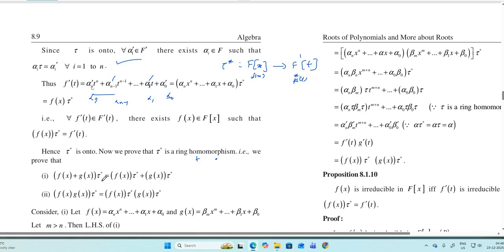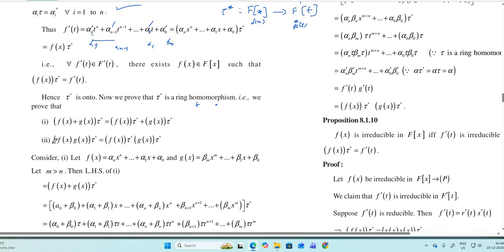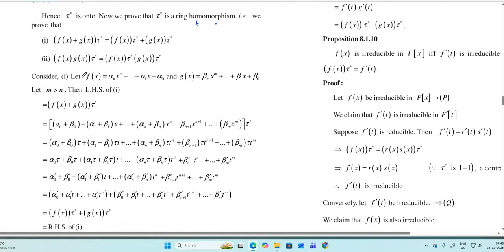Consider f of x plus g of x under tau star. So for the first one we shall consider f of x as this, and g of x. There is no need to have both of them to be of the same degree. They can be different. So whenever you have two numbers, by law of trichotomy, you will have to assume one of the two: m greater than n, or m less than n, or m equals n. So m equals n will come automatically once you prove for either m greater than n or n greater than m. So here we consider the left hand side, f of x plus g of x.